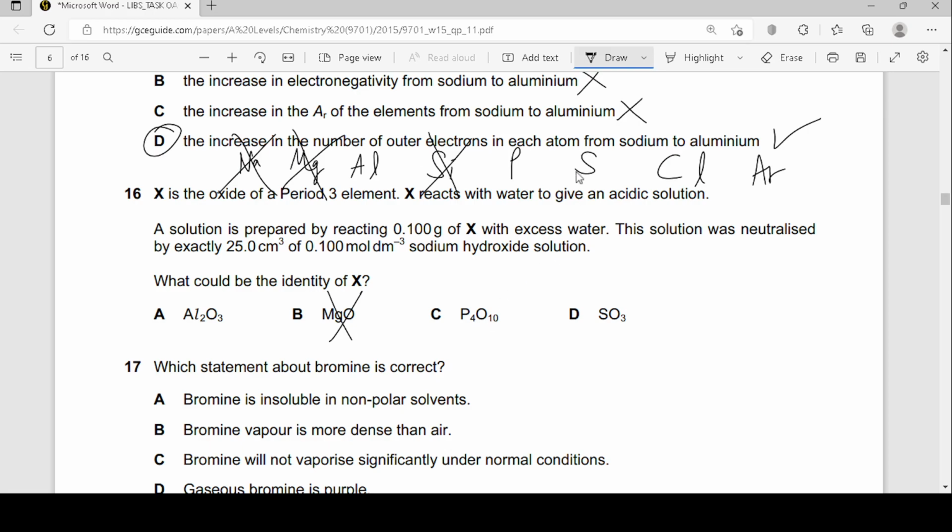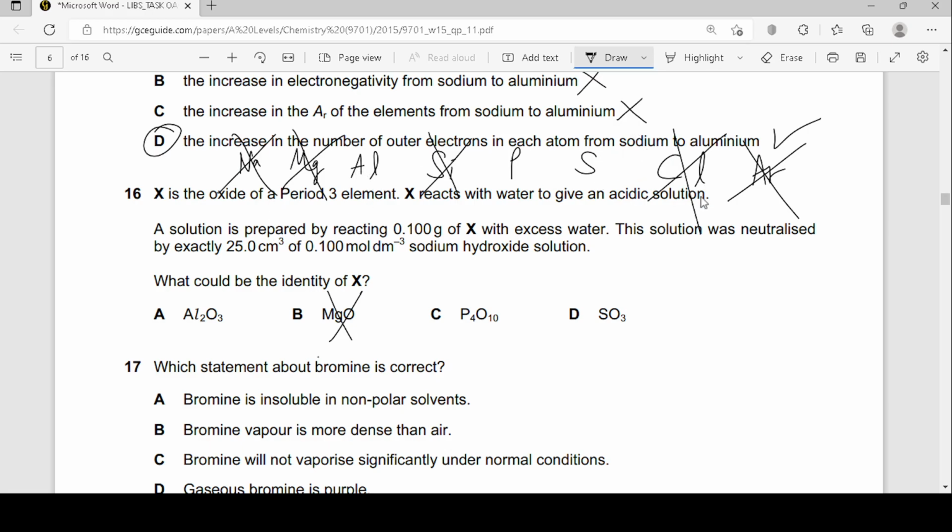And P4O10 is an option, which is possible to give an acidic solution. Chlorine I can cross out because it's not one of the options. Ar, again, is a noble gas, I can cross it out. So aluminium, phosphorus, and sulfur are the ones that are left.